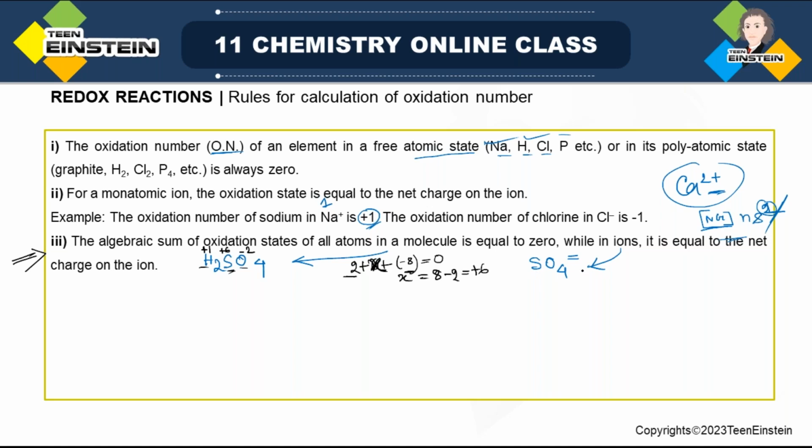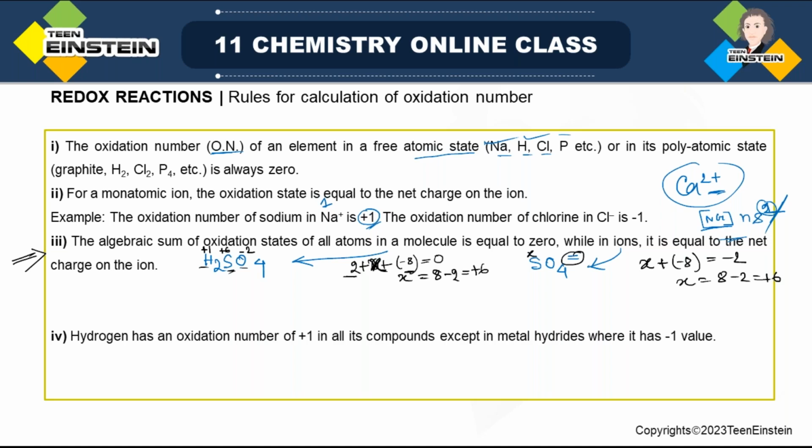Similarly, if it is SO4 2-, while calculating, suppose you do not know sulfur, I am writing here X, but you know for oxygen it is -2. So X plus -2 into 4, which is -8. Now do not write 0 because now the overall charge is -2. So X is equal to 8 - 2. Again, we are getting the same result for sulfur. So this is the third rule.